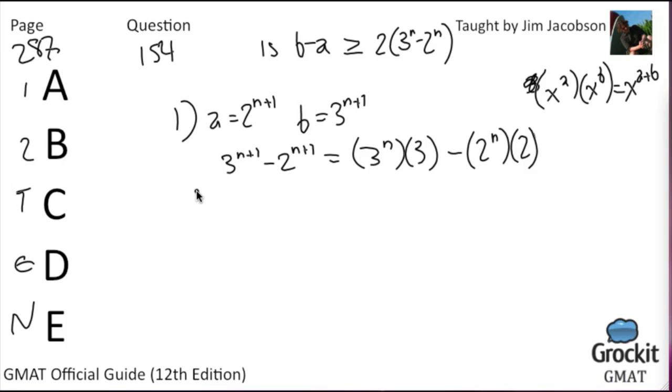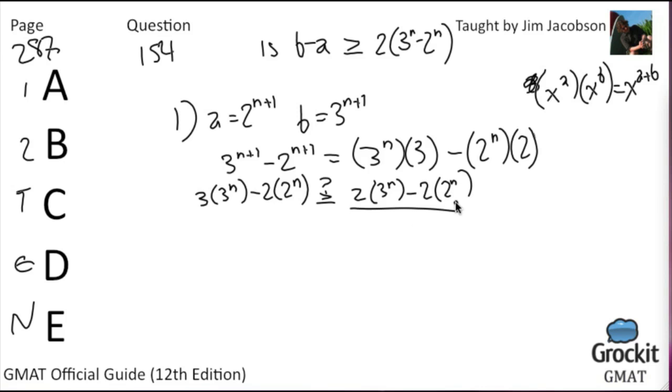So is 3 times 3 to the n minus 2 times 2 to the n, what's the relationship of that? Is it greater than or equal to 2 times 3 to the n minus 2 times 2 to the n? You may be wondering where I got that. That is just this right here.